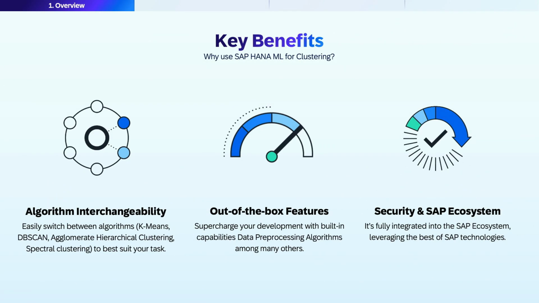Why use SAP HANA machine learning for clustering? There are three main benefits. First, algorithm interchangeability. You can easily switch between different algorithms like k-means, density-based spatial clustering of applications with noise, agglomerate hierarchical clustering, and spectral clustering to best suit your specific needs.